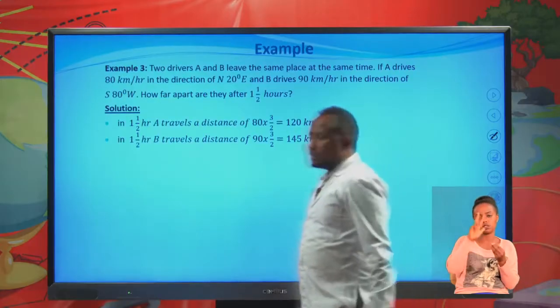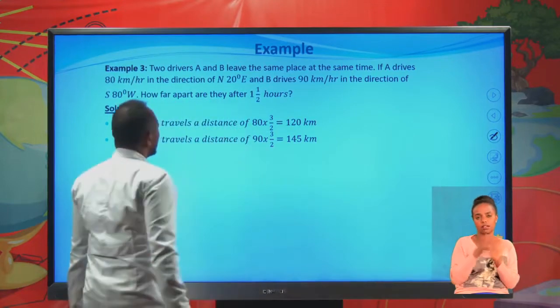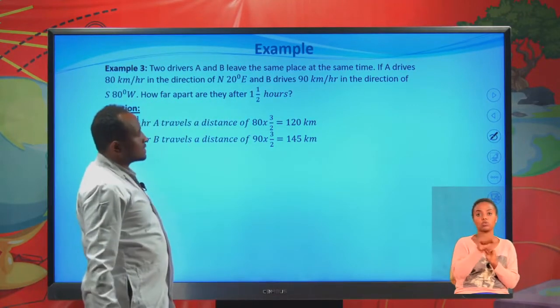Okay, now let's see this example 3. Two drivers A and B leave the same place at the same time.